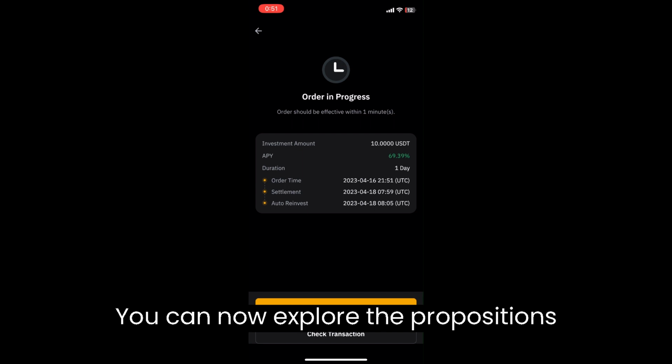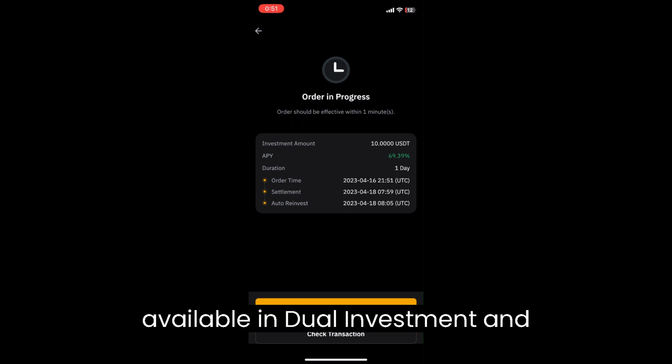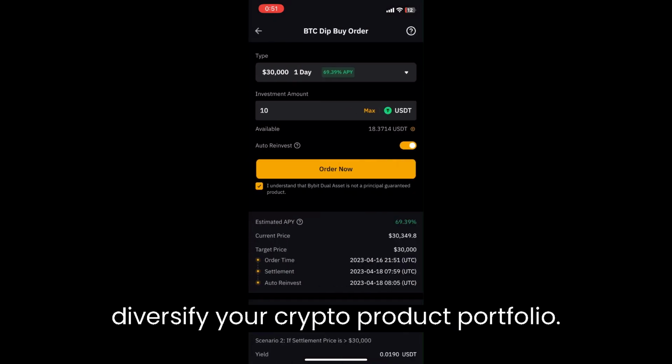So, that's basically it. You can now explore the propositions available in dual investment and diversify your crypto product portfolio.